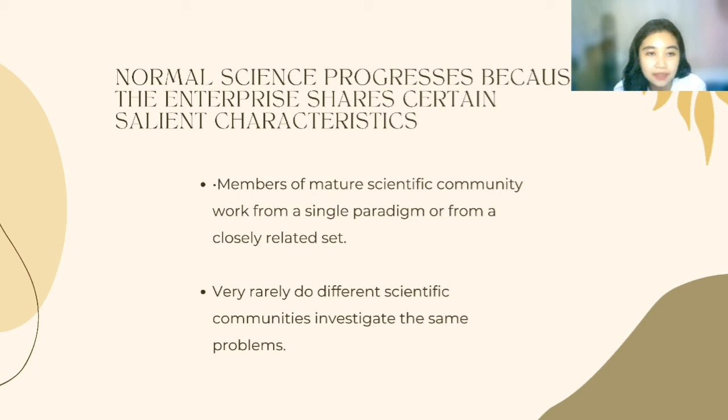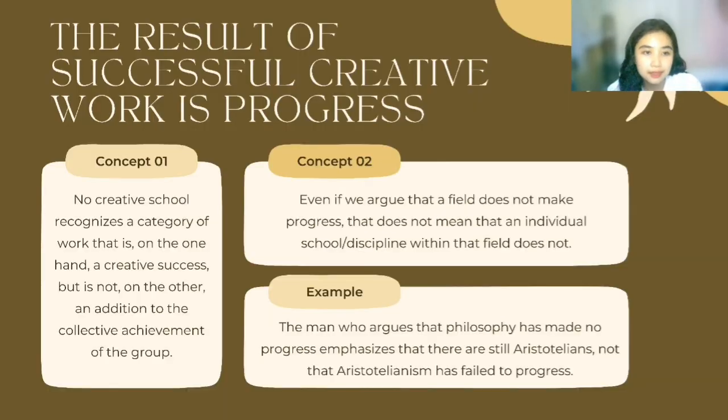Members of a mature scientific community work from a single paradigm or from a closely related set. Very rarely do different scientific communities investigate the same problems. Well, the scientists work from a single paradigm so they don't waste so much time arguing about basic beliefs and methods. So, what does it mean? A common paradigm leads to work progress. The result of successful creative work is progress.